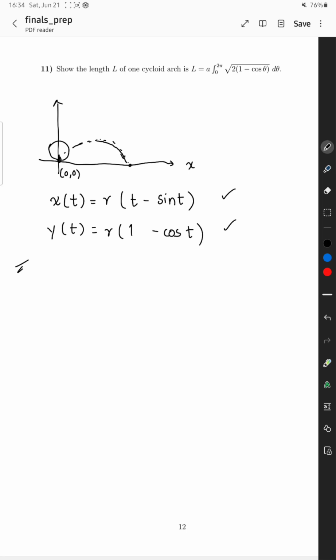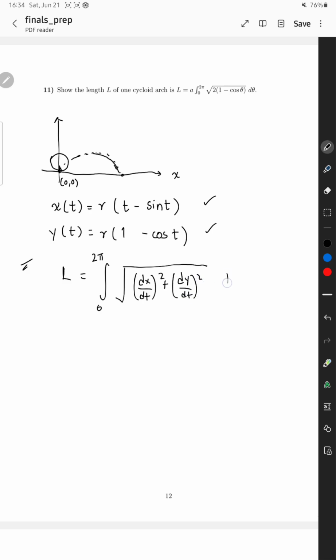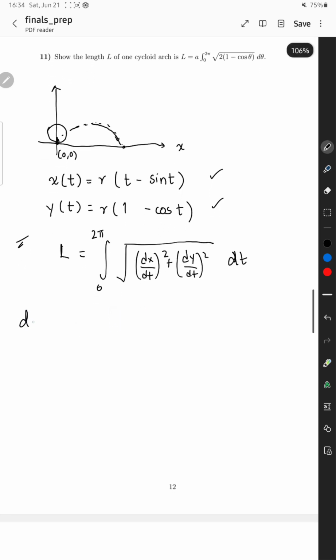Now, how would we find the length? The length of a parametric curve, as you've studied, is the integral from the lower limit to the upper limit of the parameter of the square root of (dx by dt) squared plus (dy by dt) squared, dt. So we need to find the derivatives of the x and y variables with respect to the parameter t. We just simply plug them in.